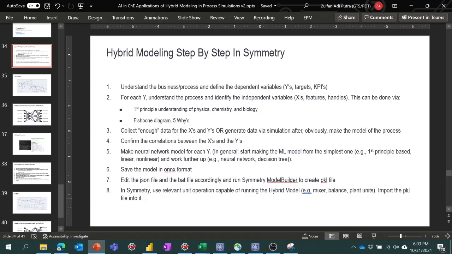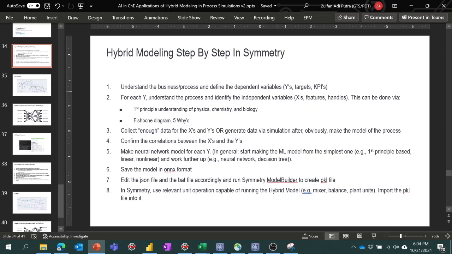Hi. In this video, I would like to share with you another example of applying hybrid modeling in Symmetry. The same, I put together 8 steps here. The first and foremost, we need to understand what the problem really is, what we want to solve, and then what is the process, and then we need to define what are the things that we are considering.